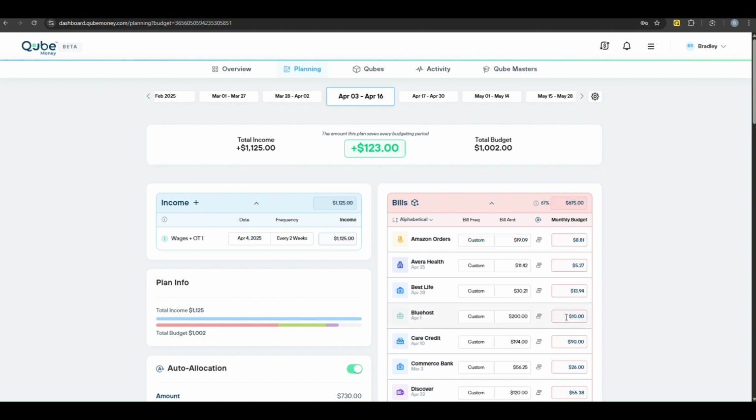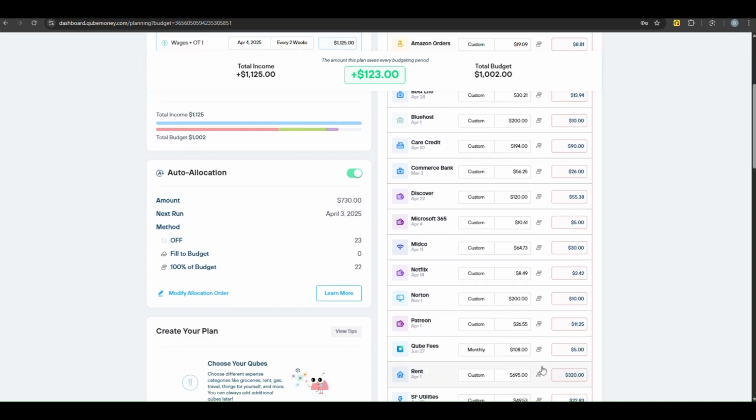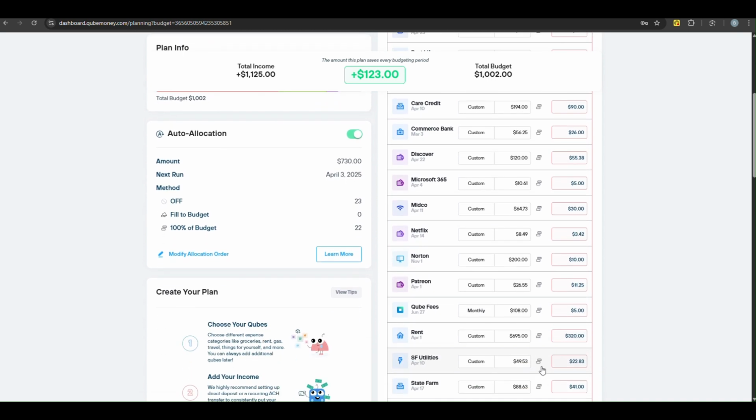And then in the column that has just the little icons in it, those icons tell me whether I want to automatically allocate 100% of my budgeted column, or if I want to just fill it to that dollar amount. So if I have, like for care credit, I've got $90 in there. If I already had $80 in there, if I did fill to budget, it would only add $10. But if I do 100%, it'll add $90, no matter what the current balance is.